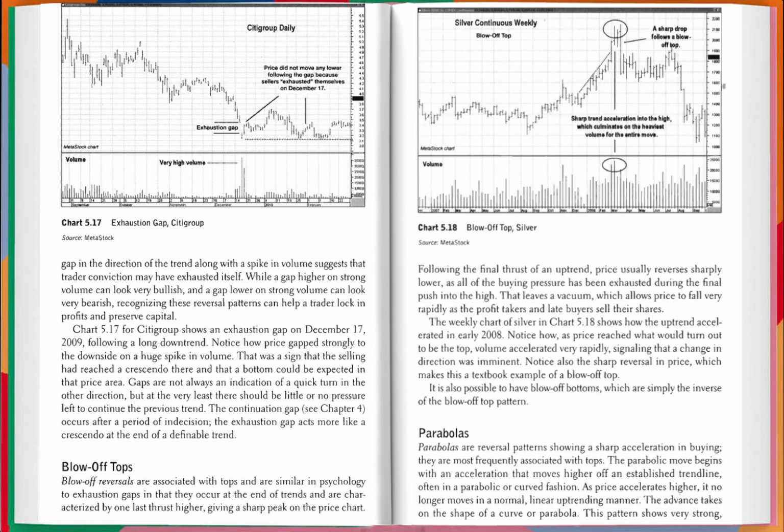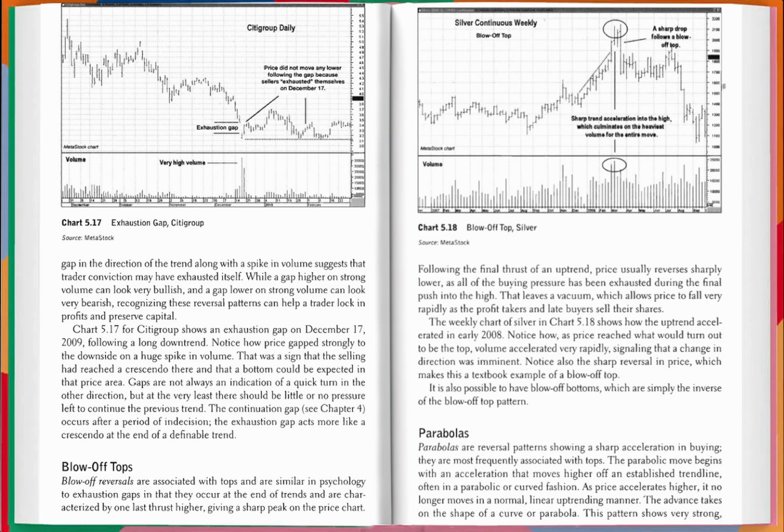Chart 5.17 for Citigroup shows an exhaustion gap on December 17, 2009, following a long downtrend. Notice how price gapped strongly to the downside on a huge spike in volume. That was a sign that the selling had reached a crescendo there, and that a bottom could be expected in that price area. Gaps are not always an indication of a quick turn in the other direction, but at the very least, there should be little or no pressure left to continue the previous trend. The continuation gap, see Chapter 4, occurs after a period of indecision. The exhaustion gap acts more like a crescendo at the end of a definable trend.